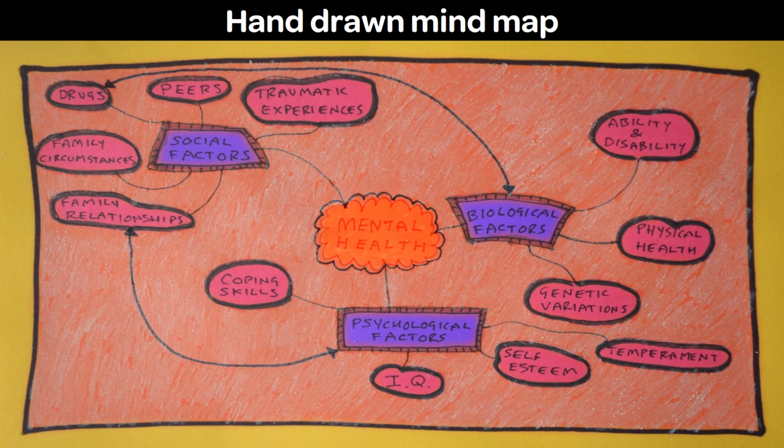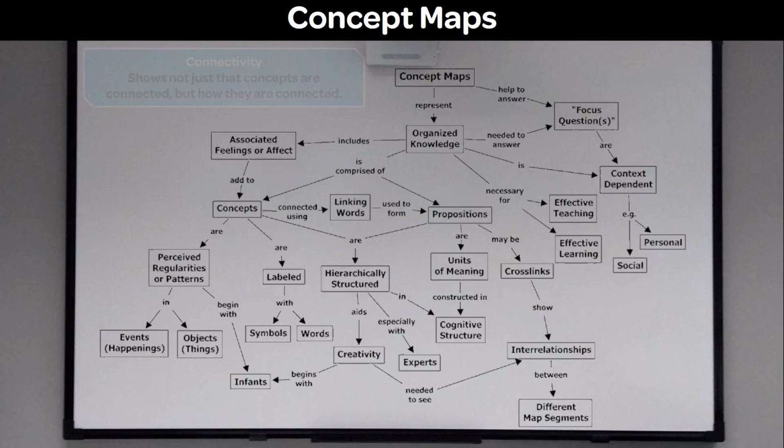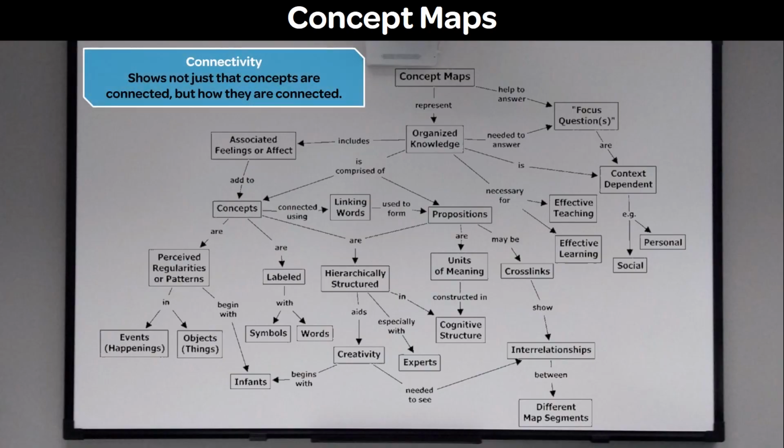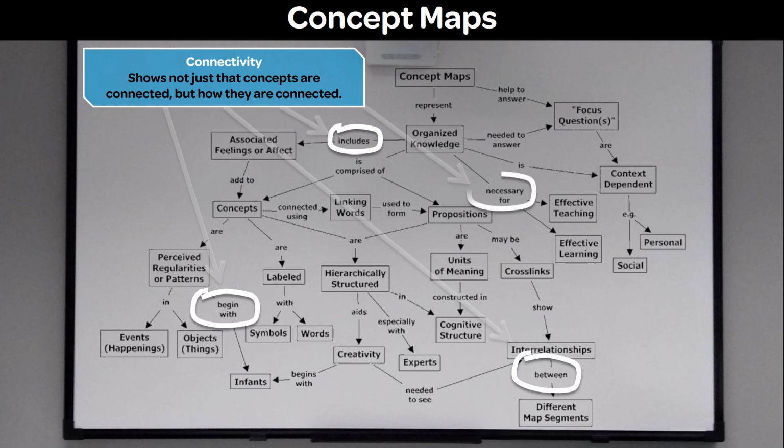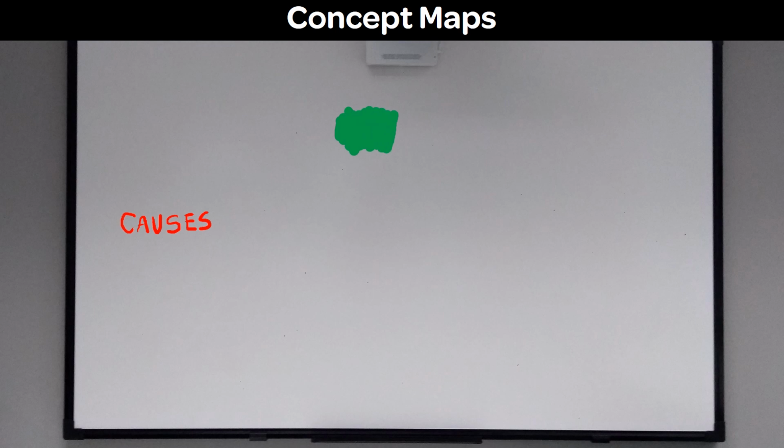Okay, so finally we're going to move on to concept maps. Now, concept maps are quite different to mind maps. They might look similar at first glance, but they emphasize the connections between your ideas. So you would normally start at the top of the page, and then working down the page, you would use different linking words to show the nature of the relationship between different pieces of information. These words might include something like causes.